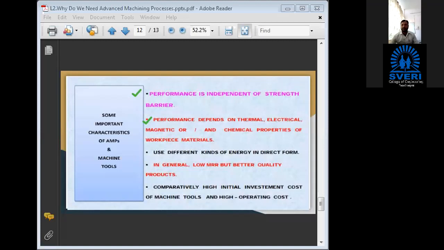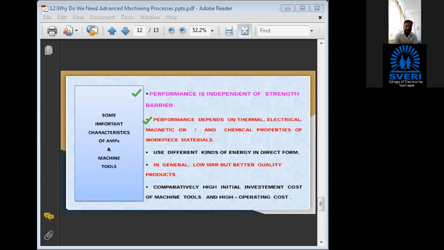Okay, now I am discussing the use of different kinds of energy. So what are the advanced machining processes? They use different kinds of energy in direct form. For example, if you take laser beam machining, electron beam machining, or ion beam machining, their electrical spark energy is used.